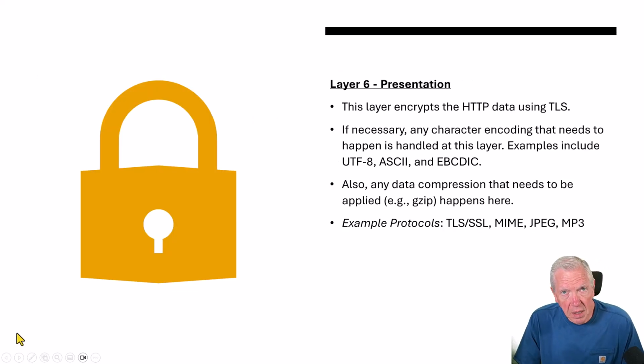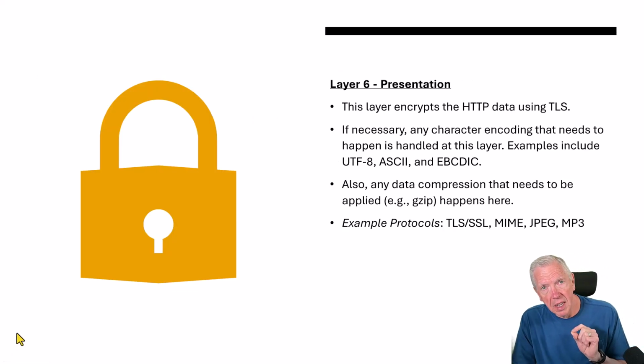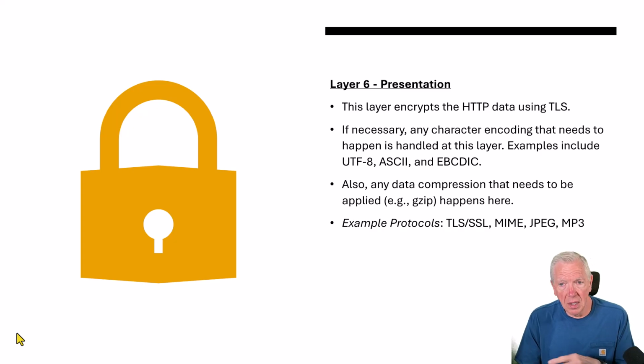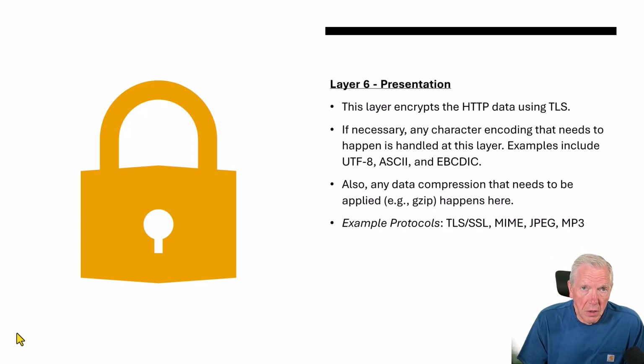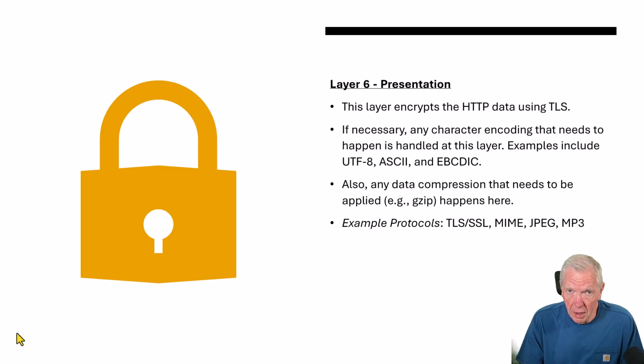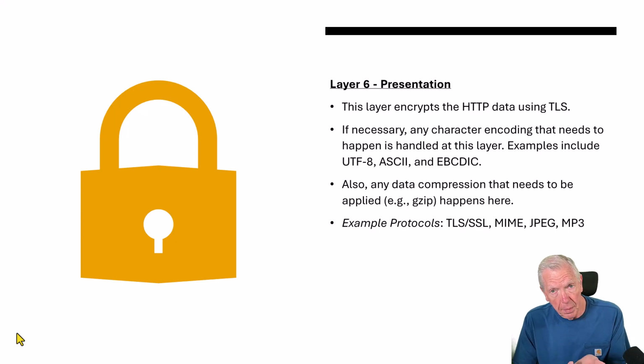At layer 6, the presentation layer, this layer encrypts HTTP data using TLS. If necessary, any data encoding that needs to happen is also handled at this layer. Examples of this would include UTF-8, ASCII, and of course EBCDIC. There are others out there. Additionally, if any data compression needs to happen, it happens here. For example, if you had something that was using gzip, that might happen here.